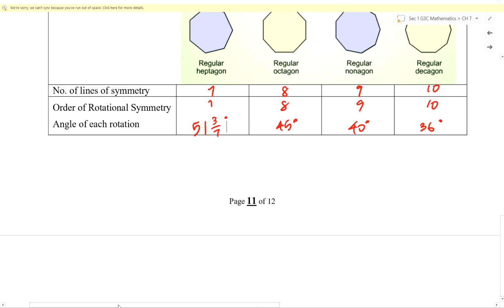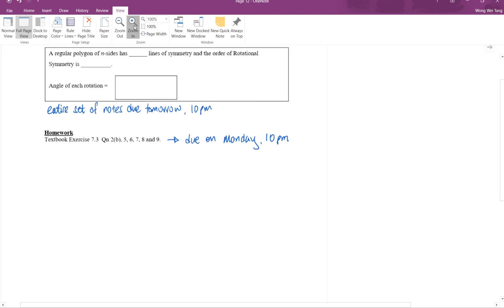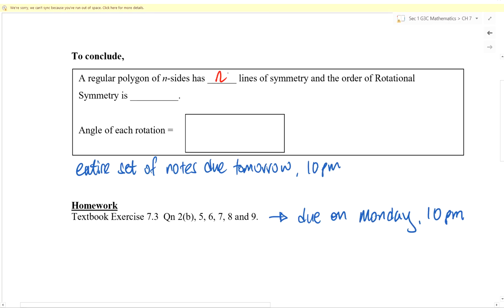Okay, and the last page. A regular polygon of n sides has n lines of symmetry. The order of rotational symmetry is n. The angle of each rotation is 360 divided by n, which happens to be each exterior angle also, of a regular polygon. Only for regular polygon.